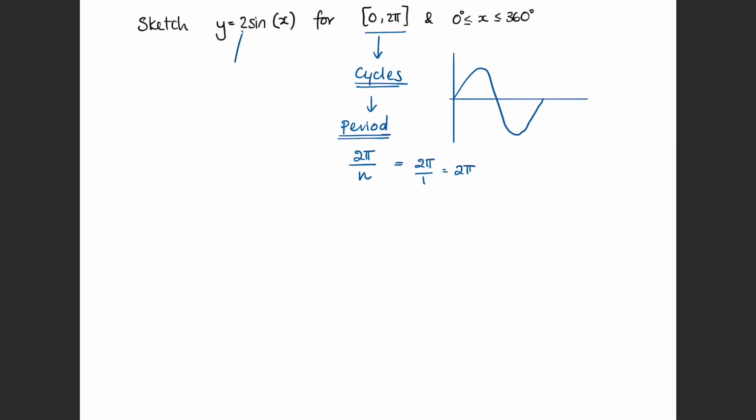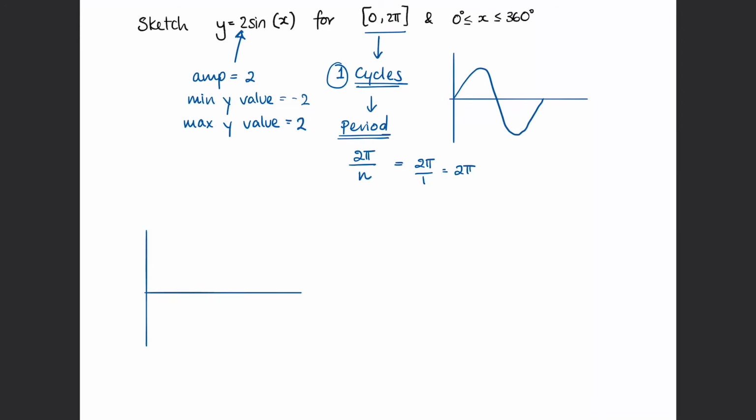Now we've got an amplitude as well here, an amplitude of 2, which means my minimum y value is negative 2 and my maximum y value is positive 2. Given that we have a period of 2 pi, we're also going to anticipate 1 cycle only, so it's exactly like what I've sketched here. So I'm going to draw up my proper sketch now. And remember, my domain is restricted from when x is 0 to 2 pi, so that's all I'm going to sketch, which is exactly 1 cycle.